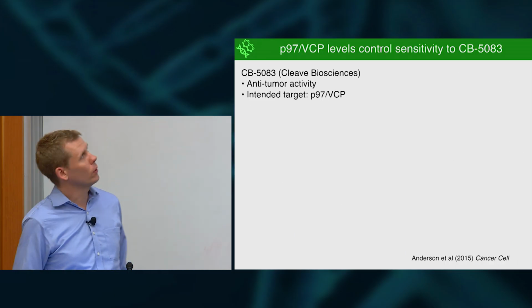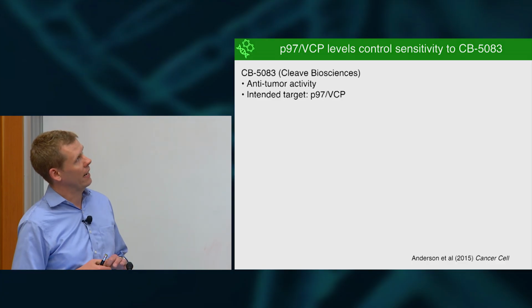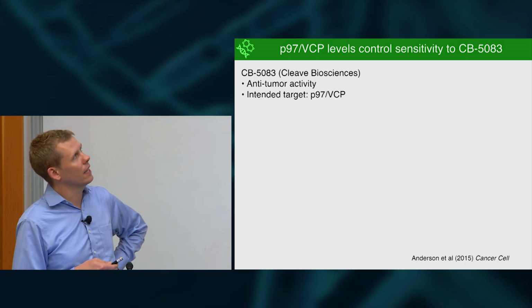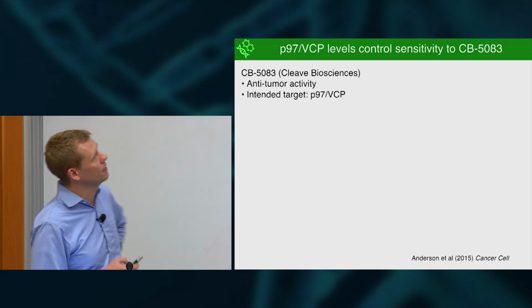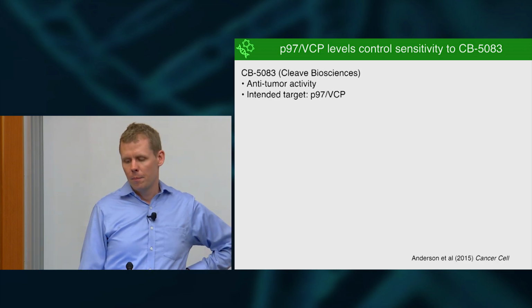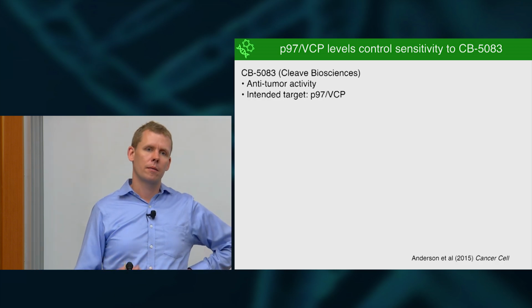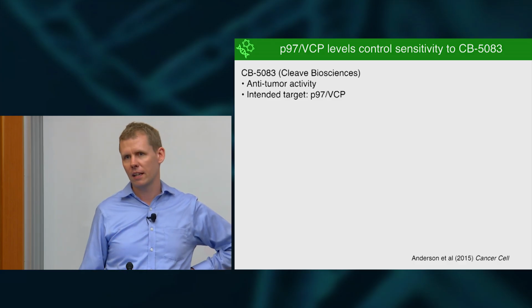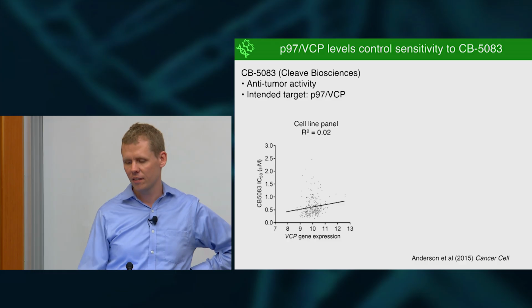An example where we fully took advantage of CRISPRi and CRISPRa is a new compound developed by a company called Cleave Biosciences that was designed to target an important AAA ATPase in the cell called P97/VCP. But again, while you can show biochemically that it's binding and inhibiting this protein in a biochemical assay, it's not that obvious to prove that this is a relevant target in cells.